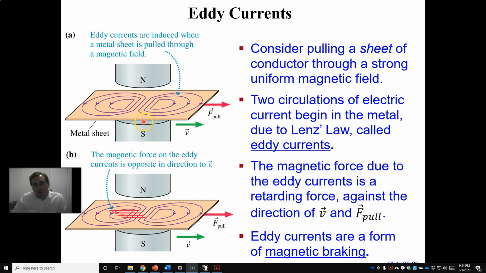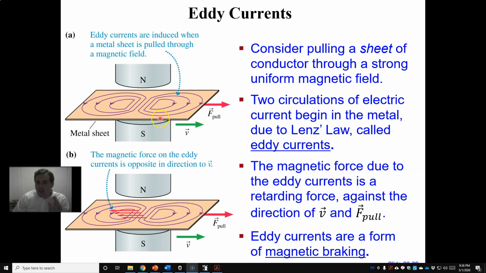Notice that if we pull the metal sheet to the right, the velocity is to the right, the force of the pull is to the right. Notice that what's going to go on? Well, you've got charges moving to the right, and the magnetic field is from south to north, okay? So the magnetic forces are going to oppose the direction of this motion. How do we know that?